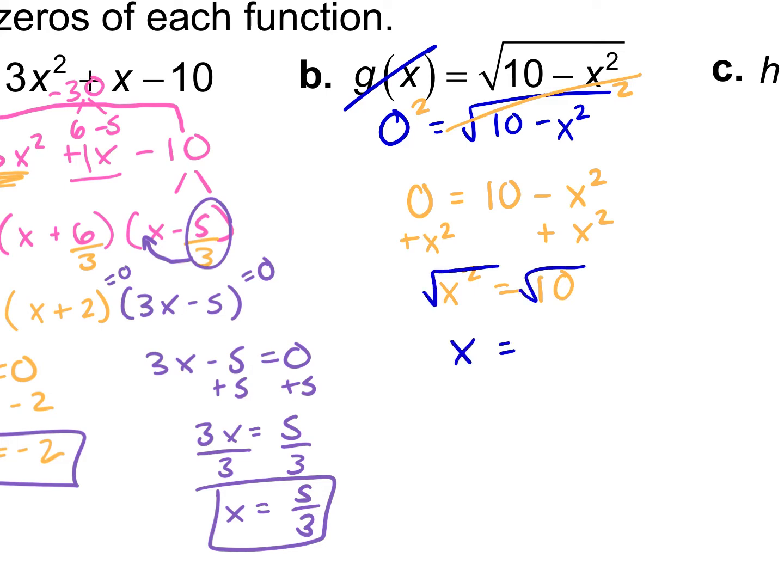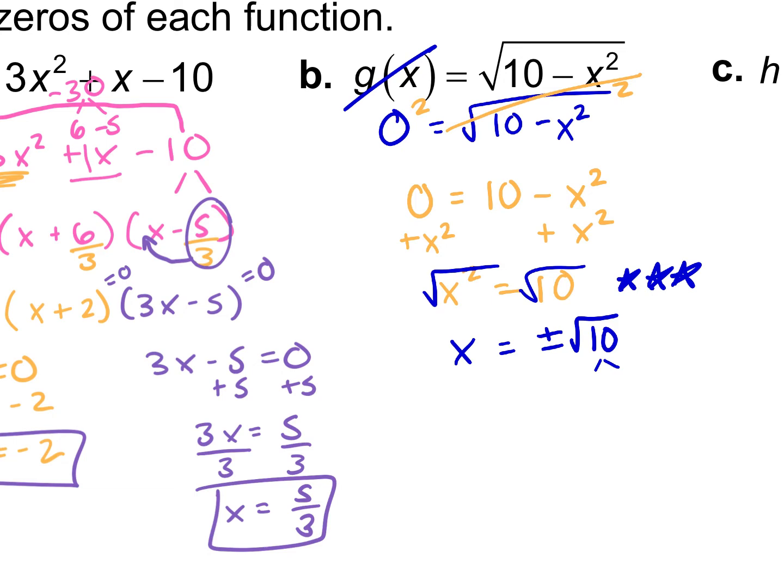Anytime you take the square root of both sides of the equation, you have to make sure you include a plus or minus sign. So anytime you take the square root of both sides, your answer has to have a plus or minus. So it would be plus or minus square root 10. We always want to make sure we can simplify the radical. If we can, simplify it.